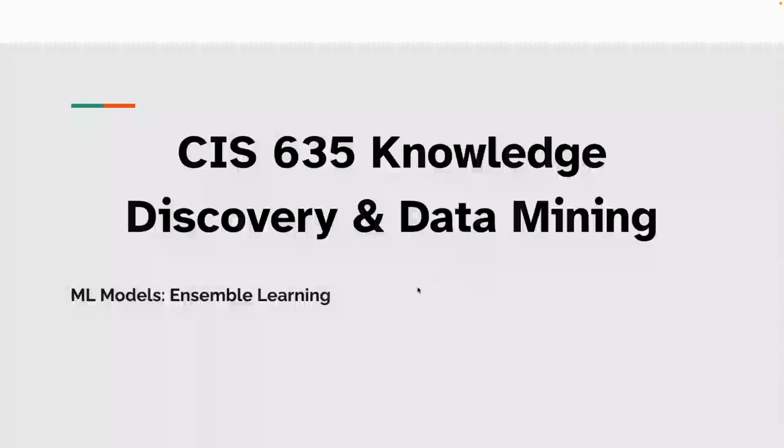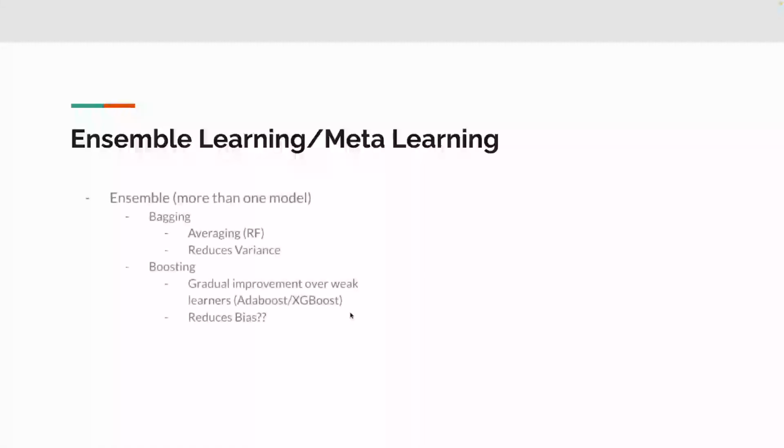In this lecture, we'll be learning about one specific class of ML models, what you call ensemble models, or ensemble learning, or meta learning. There are two popular examples of ensemble models available. One is what we call bagging and the other one is boosting. Okay. So you might have heard about a random forest model.